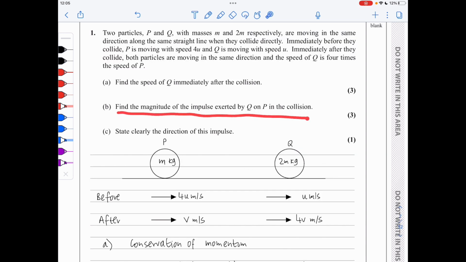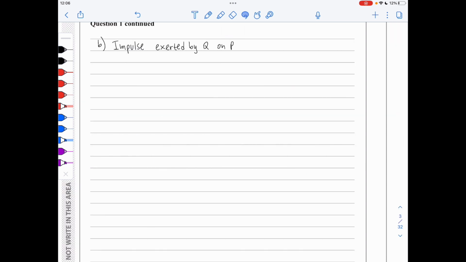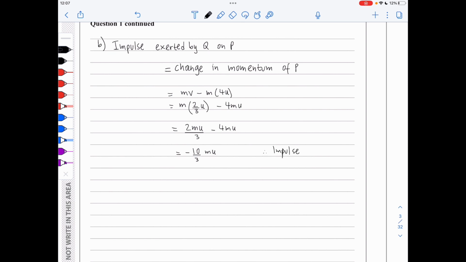In part B, we need to find the magnitude of the impulse exerted by Q on P in this collision. And we do know that the impulse exerted by Q on P is simply the change in momentum of P. So the change in momentum of P will be the momentum after, so mv, minus the momentum before collision, m times 4u. We have already found v to be 2/3 of u, so m times 2/3 of u minus 4mu. So this is 2mu over 3 minus 4mu, which leads to minus 10 over 3 mu. And therefore the magnitude of the impulse will be simply 10 over 3 mu Newton seconds.